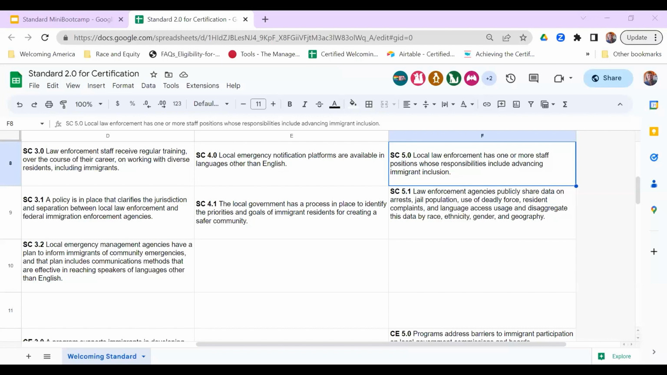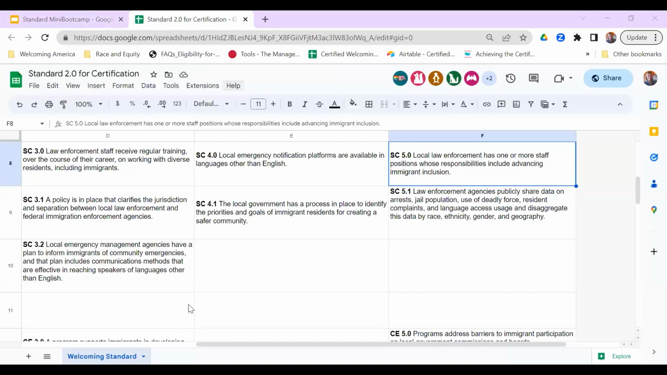Just want to recognize language access usage is typically not included in a law enforcement agency's data dashboard. And that's okay. We don't necessarily need to have everything in one neat little place, but this information should be publicly available without having to really dig it up or having to request a FOIA for it.